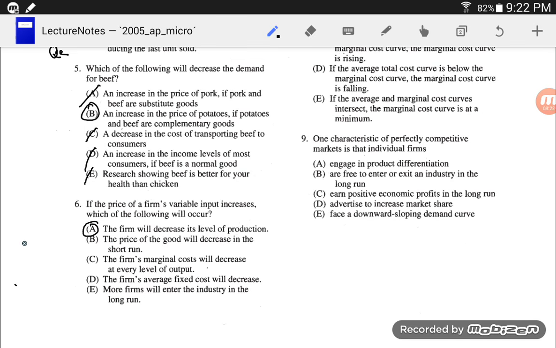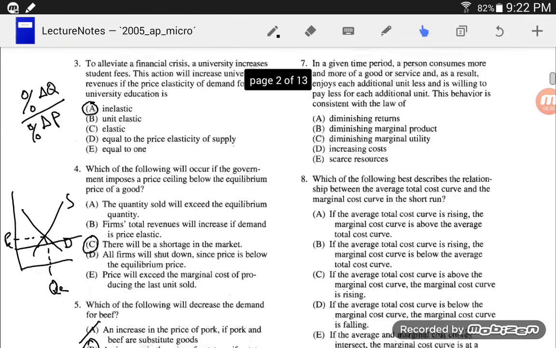The price of the good will not decrease in the short run. No, if the variable input cost goes up, that would actually be a decrease in supply, which would drive up prices. The firm's marginal cost will decrease? No, it will increase because the cost went up. The firm's average fixed cost will decrease? No. And more firms will enter the industry in the long run? No, it became more costly for me to do it, so firms are going to be making less profit, perhaps even losing money, and so we're not going to get more firms.